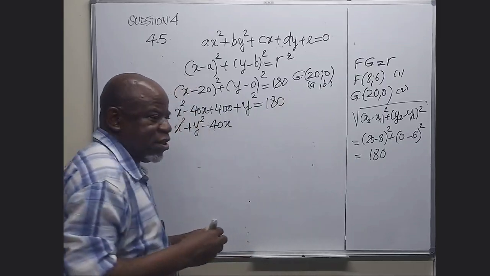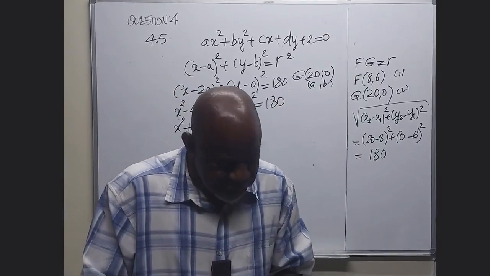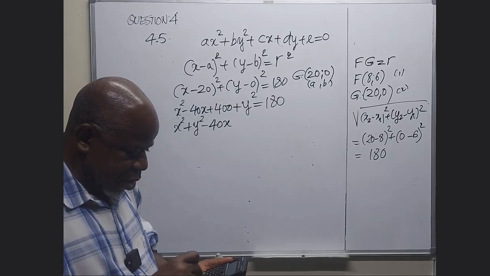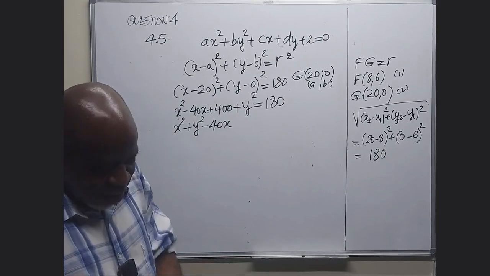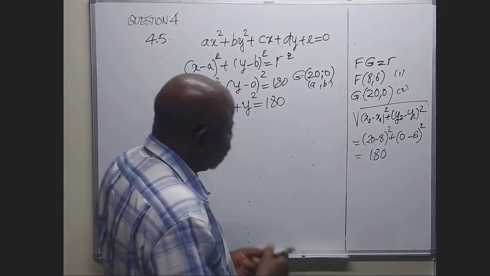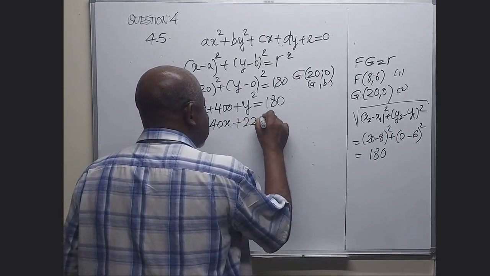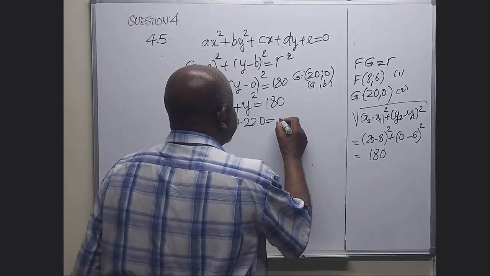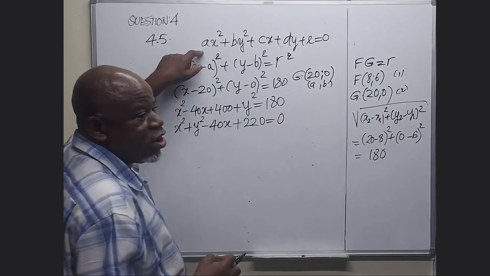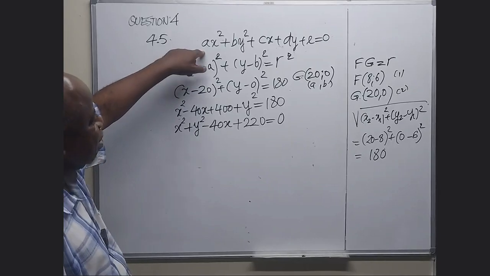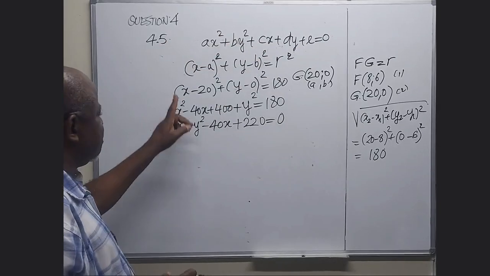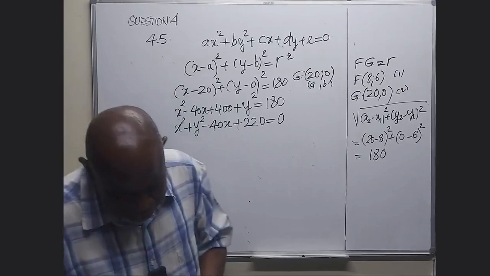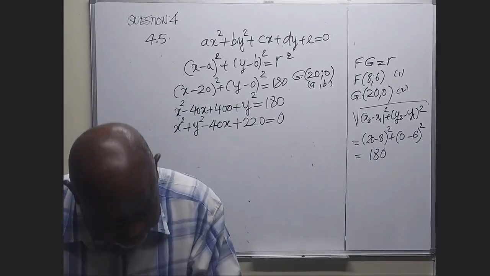This will come this side. 400 minus 180. Then we get 220. So it will be plus 220 is equal to 0. Here's the equation. Question 4.5, this is the form we are having: x squared plus y squared minus 40x plus 220 is equal to 0. That is the equation of the larger circle.